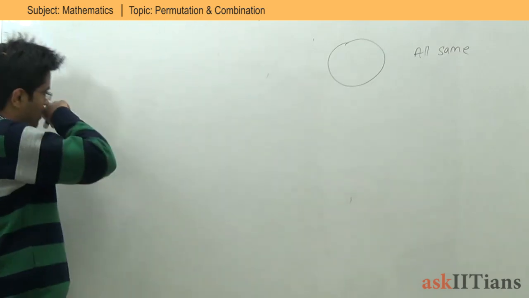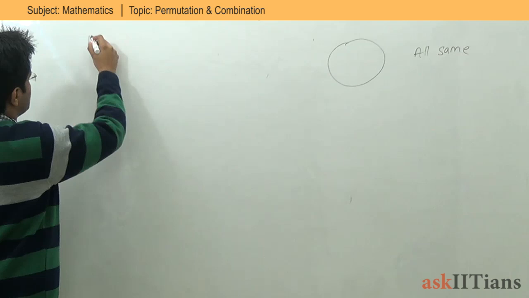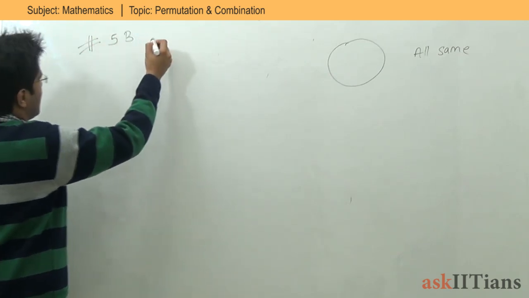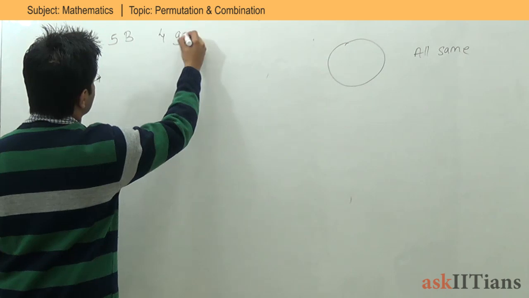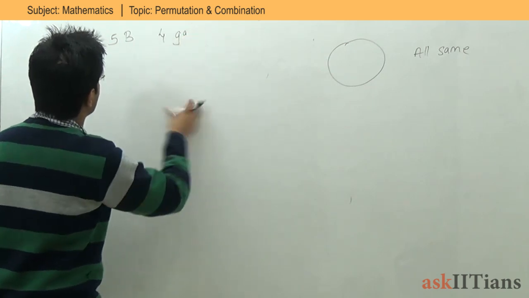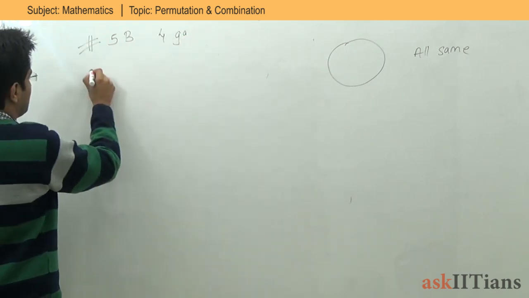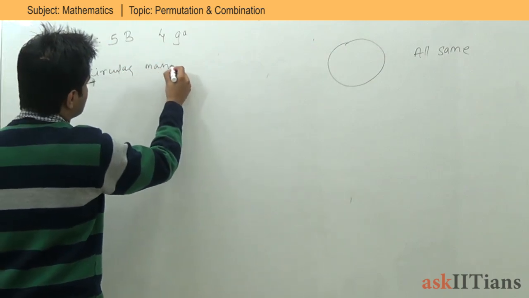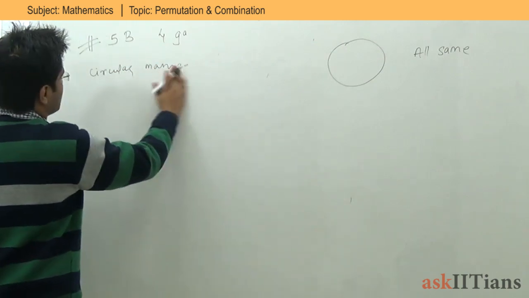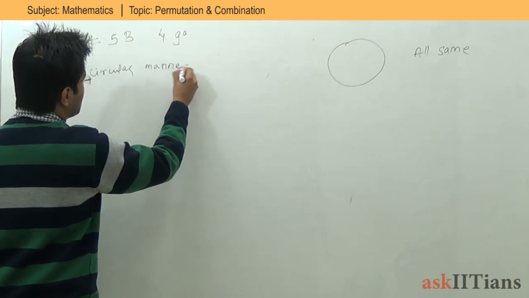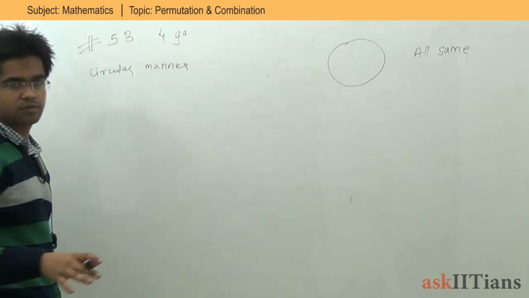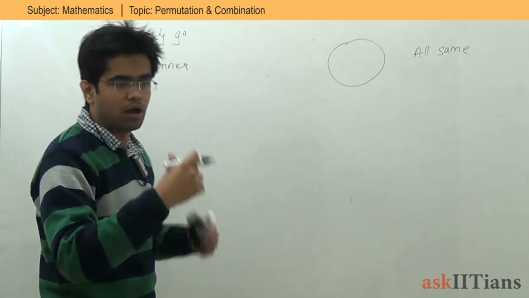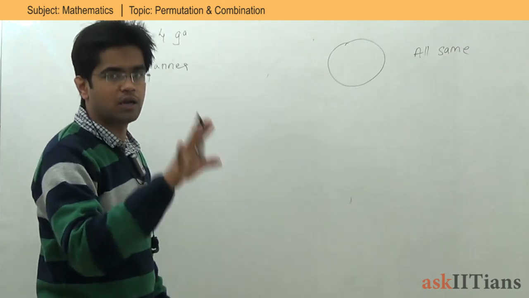Okay, so let's deal with the question. The question says that there are 5 boys, okay, and 4 girls, and what we need to do is that we need to arrange them in a circular manner so that none of the girls is sitting next to each other and none of the boys are sitting next to each other. That means a girl and a boy should come in an alternate manner.